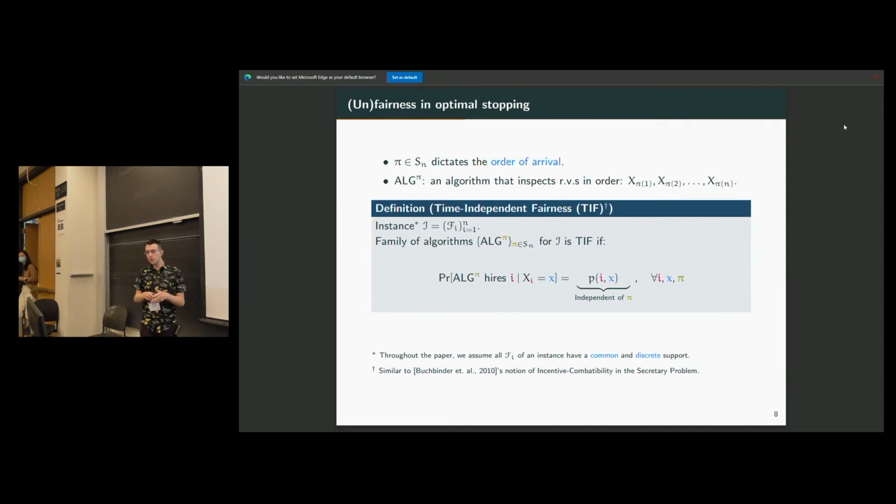And so if you give me a family of algorithms, one algorithm for every possible permutation in which the people can arrive, then I can tell you if this algorithm is fair or not by checking the following condition. I would just look at the probability of the algorithm hiring a particular person i, conditional on their value being some value x. So this is looking at it from the perspective of the ith person who knows their value. And I check if this probability is independent of pi, the arrival ordering. If it is, then it is fair according to what I described before. You do not see any unfairness like the funding example. Okay?